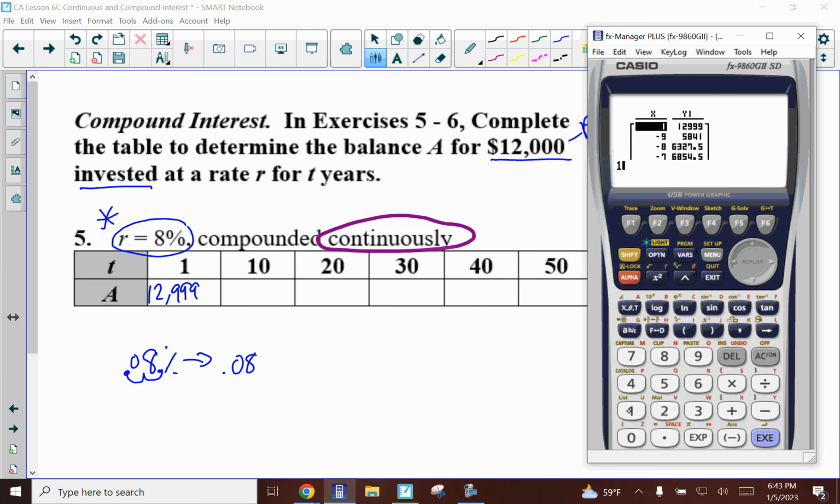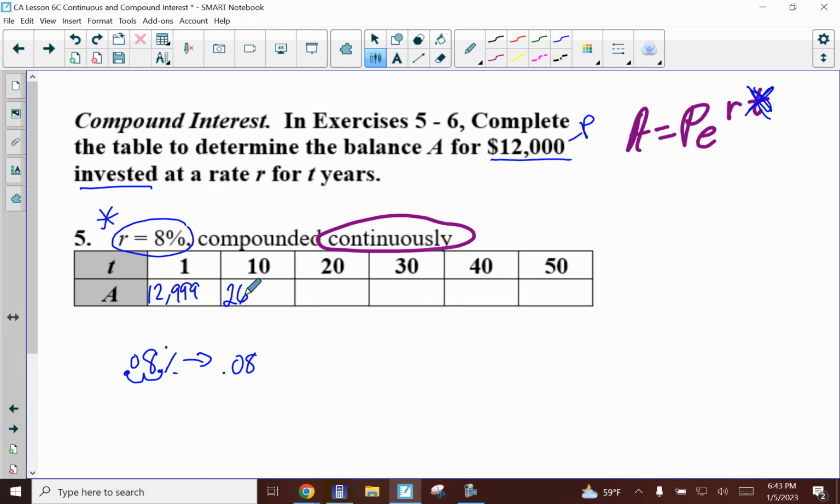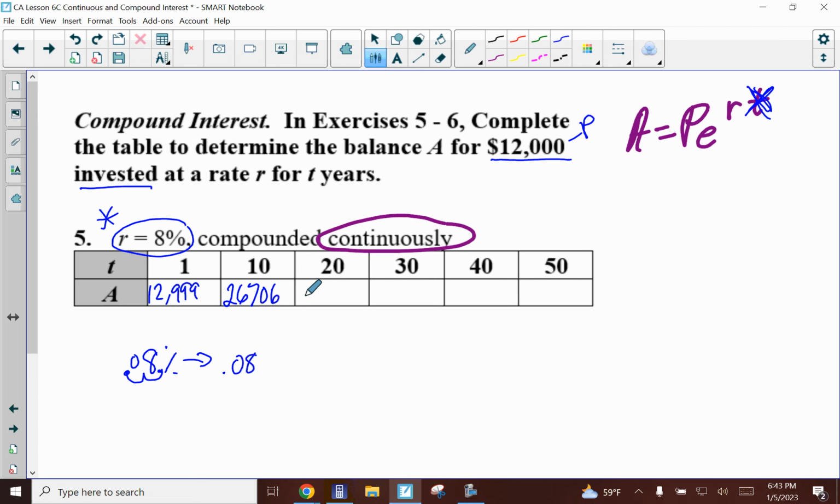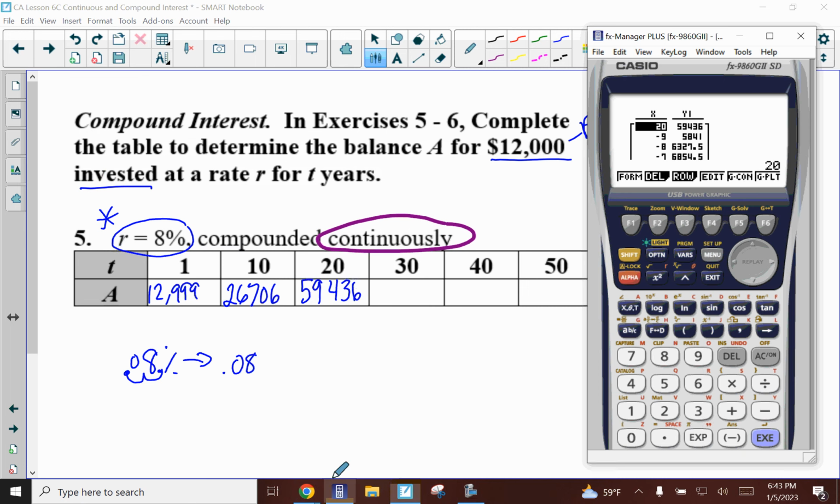Then we're going to stick in 10 years. So in 10 years, my $12,000 is going to grow to $26,706. And I look at it in 20 years. So that same $12,000 is going to grow to $59,436. So the next one is 30. So I go ahead and stick in the 30.